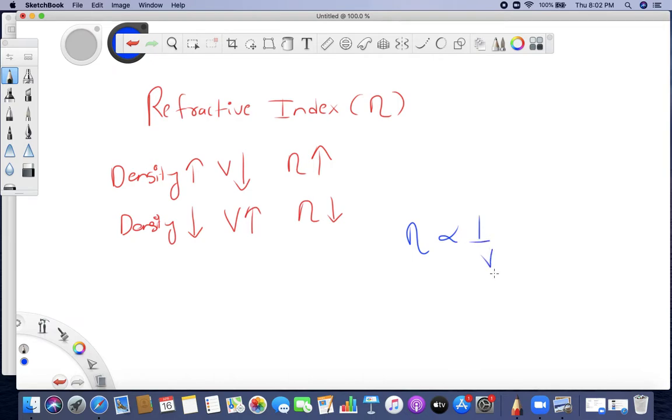Now, before we go ahead, you must have heard of the speed of light. Do you know what the speed of light is?